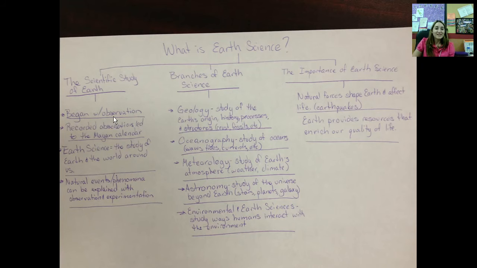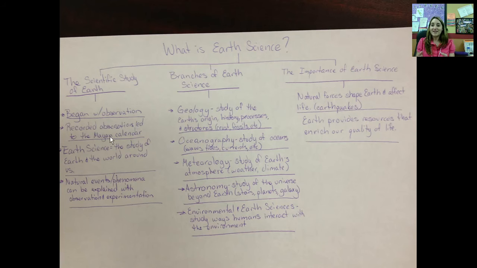So, scientific study of Earth began with observation. Makes sense, because as kids, kids are really awesome scientists because they're always asking questions. But the first thing you do when you're a kid, even as a baby, even before you can talk, is to observe. What does observation mean? It means to look and watch. That's right. Thank you, Piggy Purse. Okay, so scientific study of Earth began with observation, and then recorded observations led to the Mayan calendar.